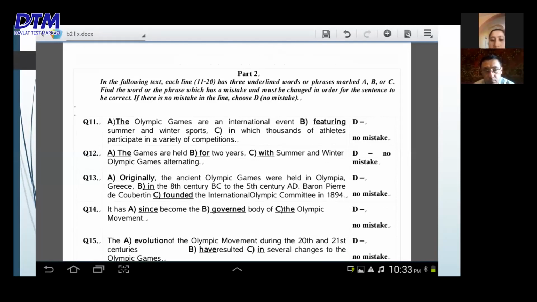And part 2. In part 2, you have to find errors. It's identifying grammatical errors in this task. You are given a text, divided into lines. In each line, there are 3 underlined words. If you could not find a mistake among these underlined words, the correct answer will be D.